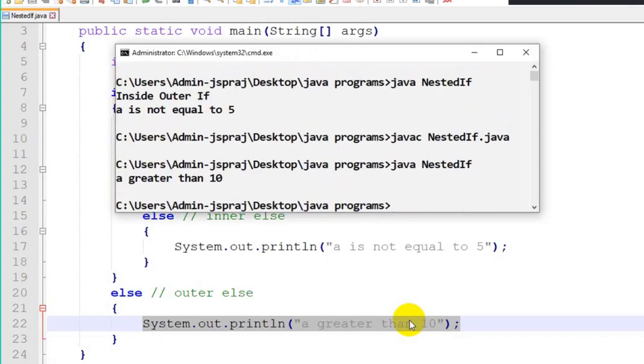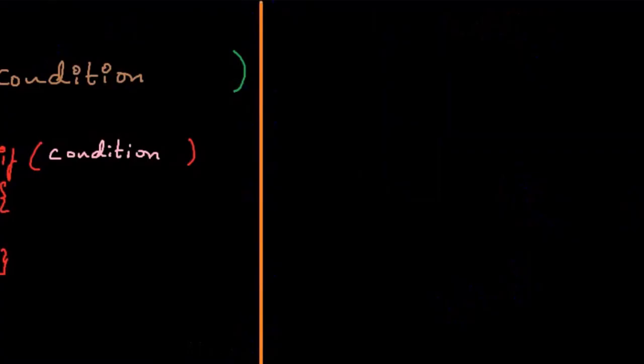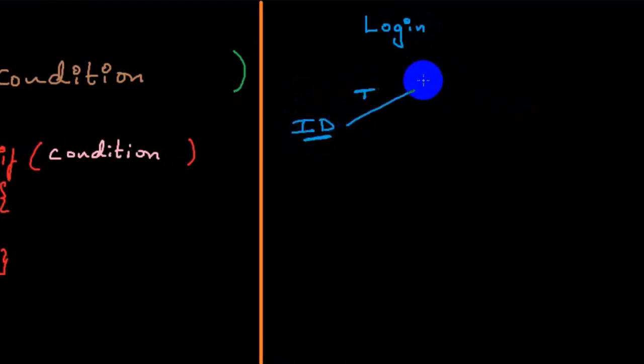Nested if means one if is present inside another if here. So I'm going to do a program for login validation. First, I will check if the user ID is valid or not. If the user ID is valid, true, then what will I do here? I will check the password. So if the password is again true, it means login successful. What am I supposed to do here? I'll just give it as login successful here.